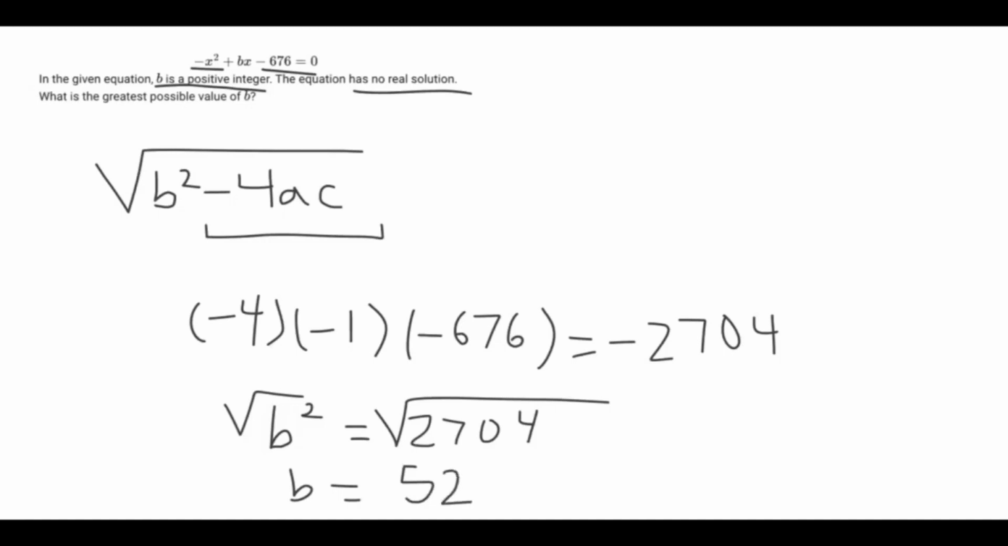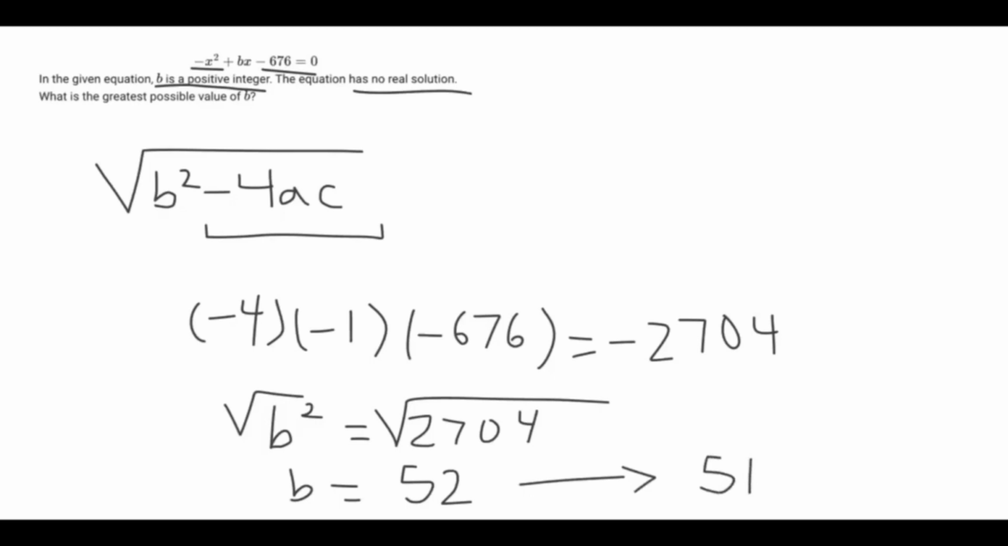Now 52 is not our final answer, because if b is equivalent to 52, our discriminant would be equal to 0 and we would have 1 solution. But this equation has no real solution. And so we know that b is a positive integer. So in order for b to be a positive integer, it is just the number that is below 52. So the next closest value under 52 would be 51.